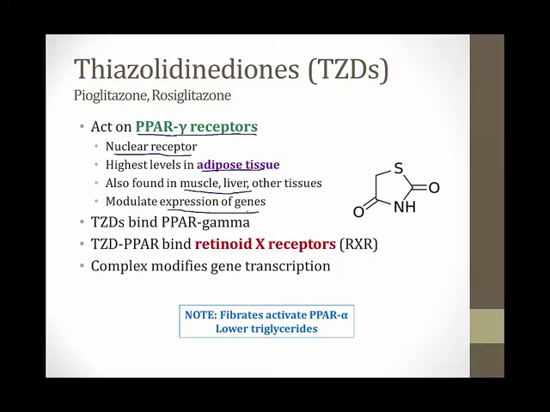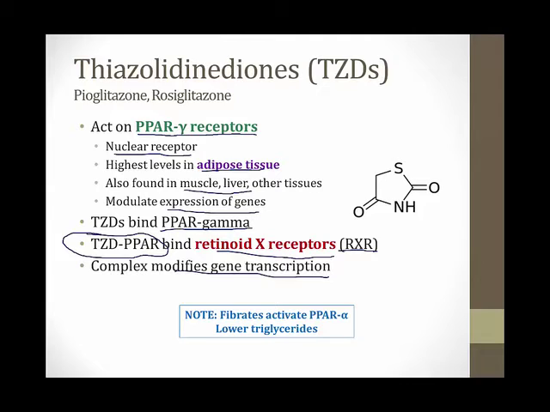The way TZDs work is that they bind to the PPAR gamma receptor, and then the TZD PPAR complex binds to another receptor called RXR. RXR stands for retinoid X receptor. It gets its name because retinoic acid also binds to this receptor. And then the entire complex of the TZD, the PPAR gamma, and the RXR will modify gene expression in the nucleus.